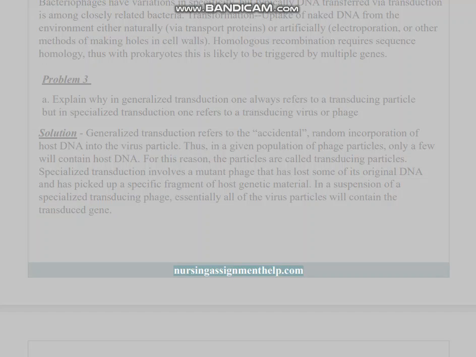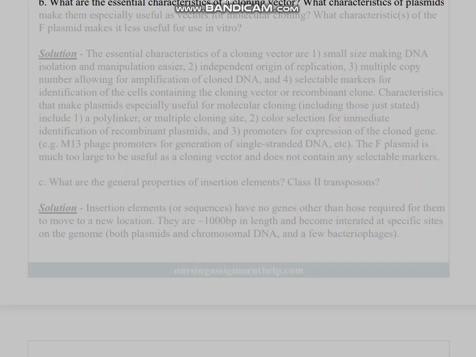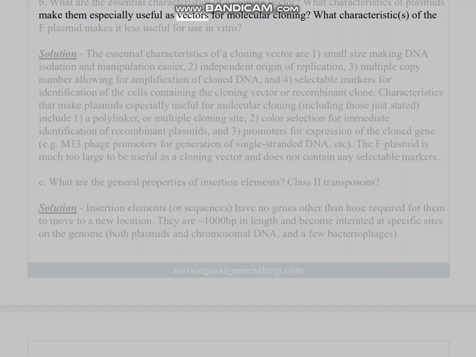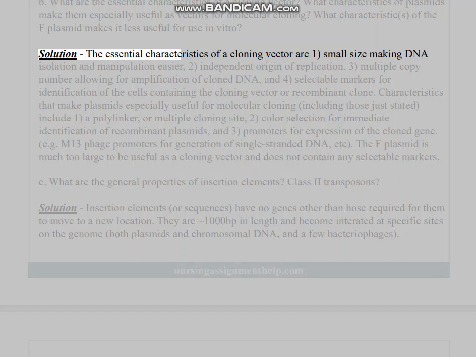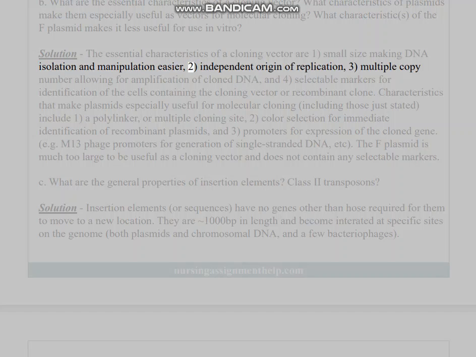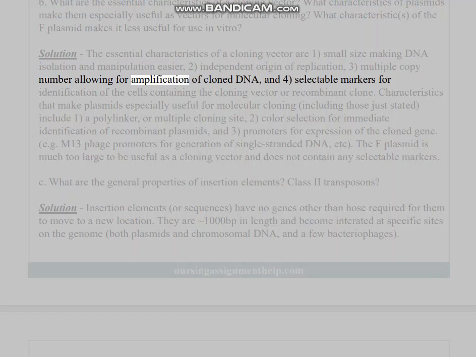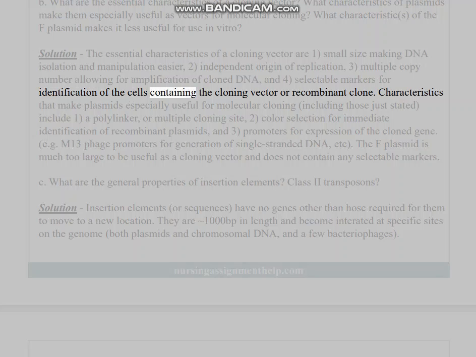B. What are the essential characteristics of a cloning vector? What characteristics of plasmids make them especially useful as vectors for molecular cloning? What characteristics of the F plasmid make it less useful for use in vitro? Solution: the essential characteristics of a cloning vector are 1. Small size, making DNA isolation and manipulation easier, 2. Independent origin of replication, 3. Multiple copy number allowing for amplification of cloned DNA, and 4. Selectable markers for identification of the cells containing the cloning vector or recombinant clone.